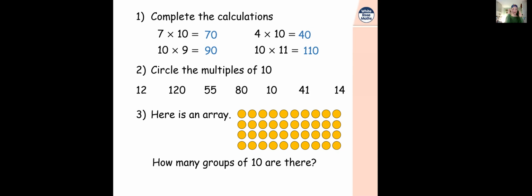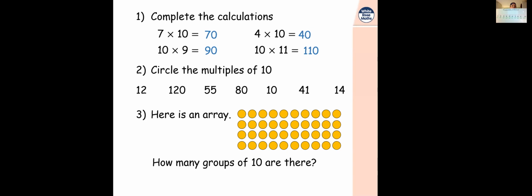Okay, let's have a look together. 12. I'll tell you what, I'm going to bring in my 10 times table number line. Tell me with this one, is 12 in the 10 times table? No. Is 120 in the 10 times table? Well, my number line actually only goes up to 100. But if I added on 10, you know that's 110. And if I added on another 10, that is 120. 12 times 10 is 120. So that could be circled.